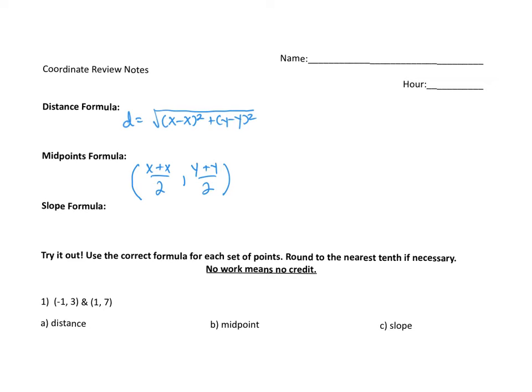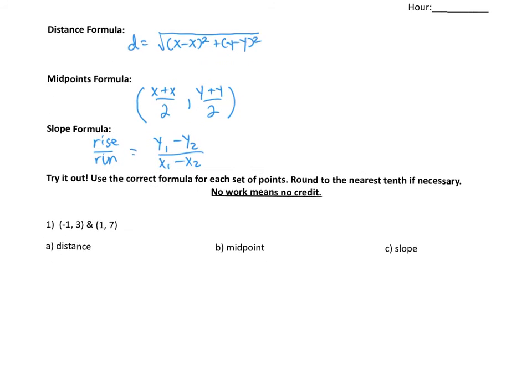Our slope, on the other hand, that matters. Our slope formula, remember, is our rise over our run, which is, if you had our y's on top, y of 1 minus y of 2 divided by x of 1 minus x of 2, and that will give us our slope. And it doesn't matter which point you consider as 1 and which point you consider as 2, as long as you are consistent. So let's try some of this out.